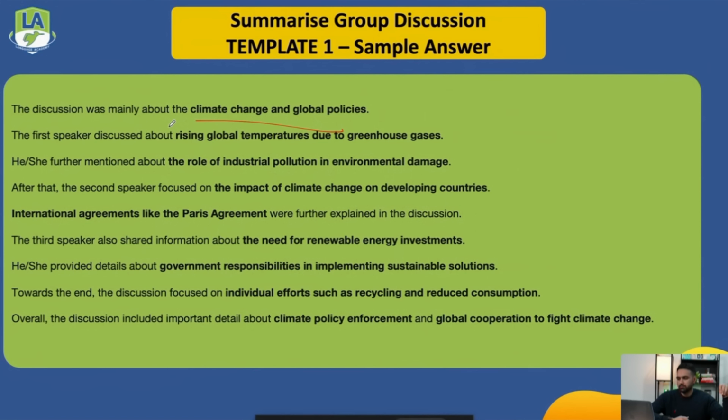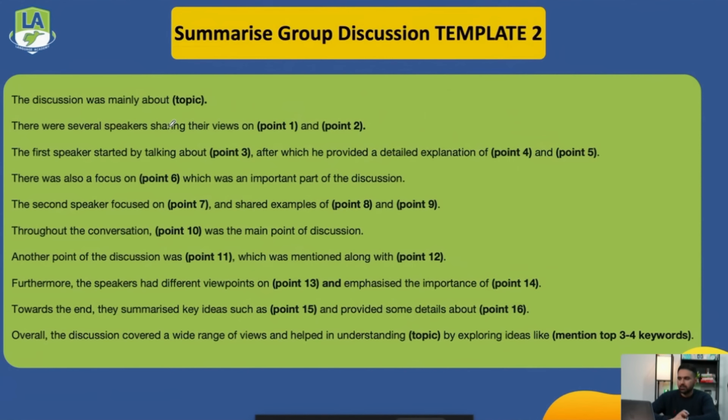Towards the end, the discussion focused on individual efforts such as recycling. Overall, the discussion was about this. That's all you have to do. You have to keep it simple and easy.